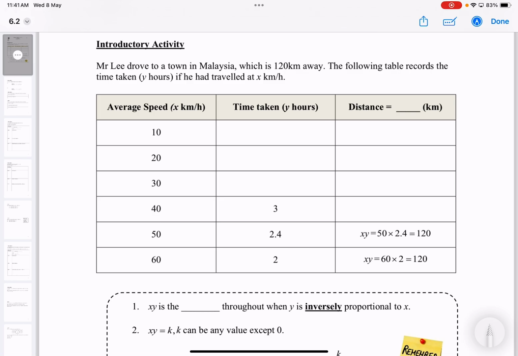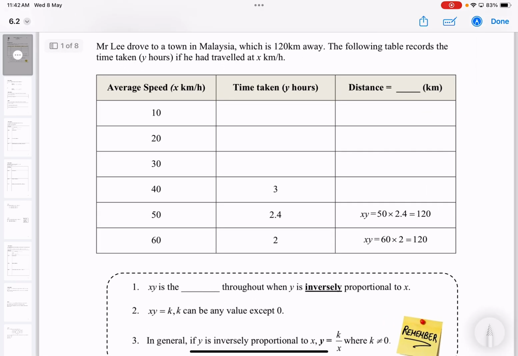Anyone else got any other examples that you can think of? Yes, what is this? A water bottle example. What is the water bottle example? Come share with us. The more we drink, maybe the more time you spend drinking, the volume of the water decreases. Yeah, that's a valid example. Thank you very much. So that is an example of inverse proportion.